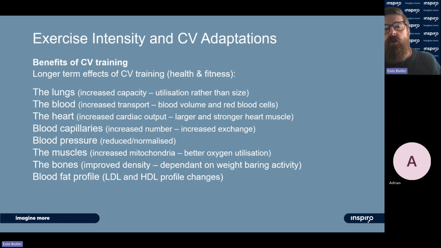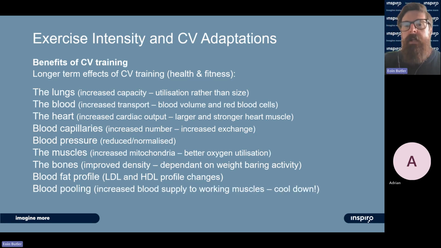LDLs are our low density lipoproteins, HDLs are our high density lipoproteins. HDLs are the good. So this is our cholesterol markers. What we want is to make sure we've got more HDLs than LDLs. And then blood pooling, something to consider. Because of an increased blood supply to the working muscles, we need to make sure that we do a full cool down to prevent blood pooling. Any questions on cardiovascular training?